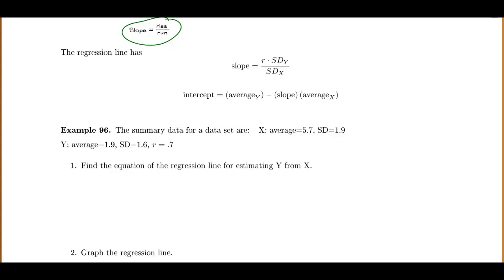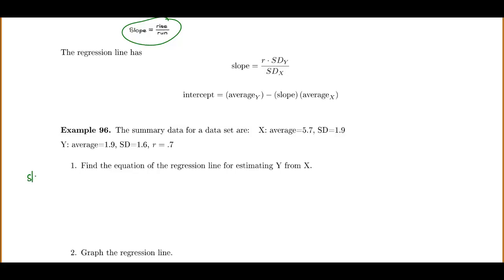So let's try this. For example, 96, the summary data for a data set is, let's see, so for our x we have our average of 5.7, standard deviation of 1.9, and for y we have an average of 1.9 and a standard deviation of 1.6, and the correlation is r equals 0.7. So number one, find the equation, the regression line for estimating y from x.